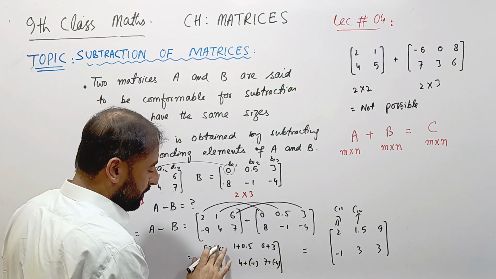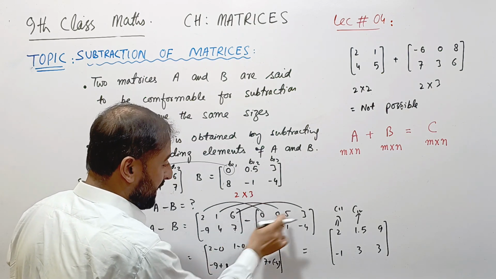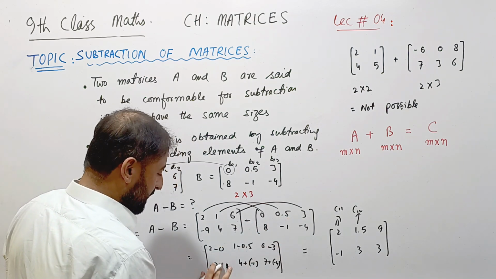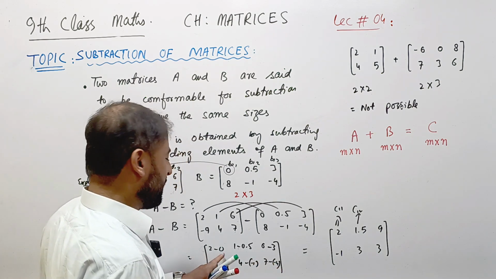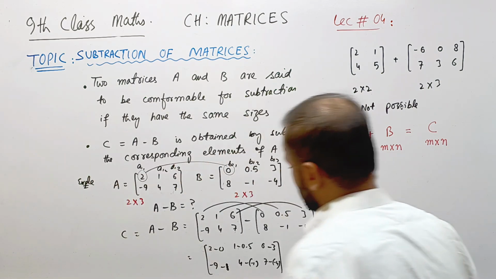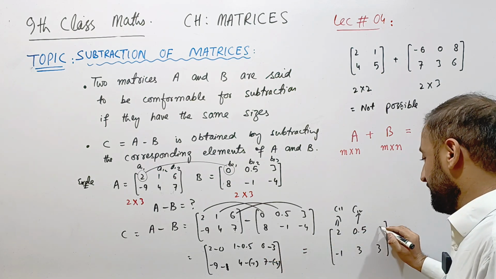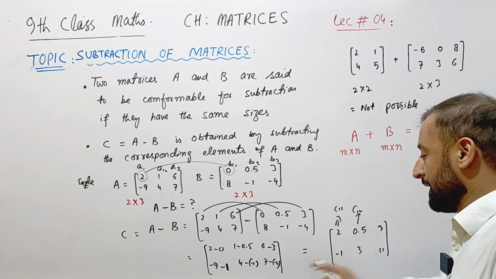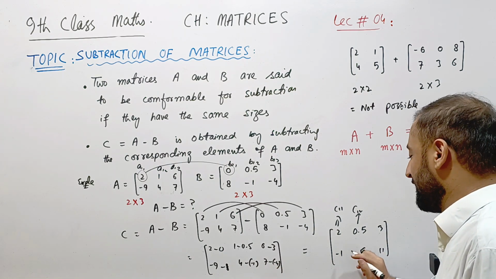2 minus 0, 1 minus 0.5, 6 minus 3. Just replace addition by subtraction, my sweet students. 2 minus 0 is 2, 1 minus 0.5 is 0.5. Students, this is 3, it is 11, 7 plus 4 is 11, it is 5. The other one is minus 70.